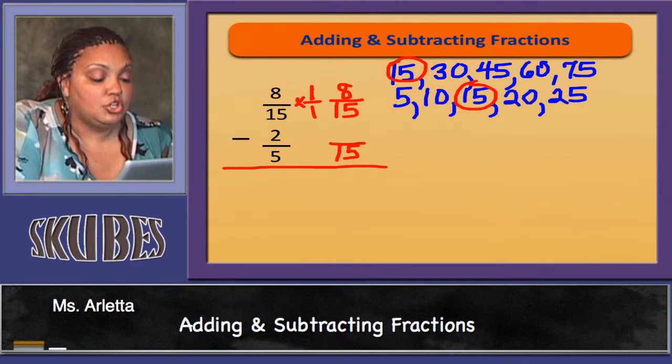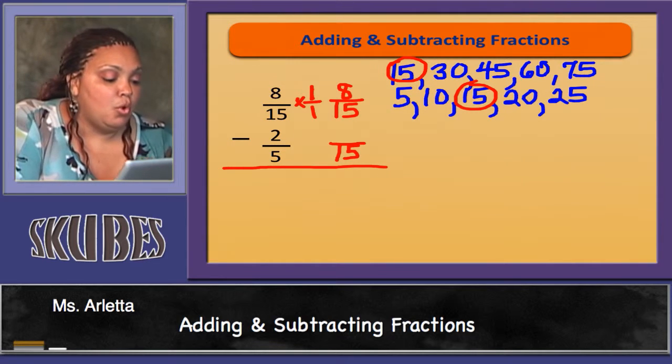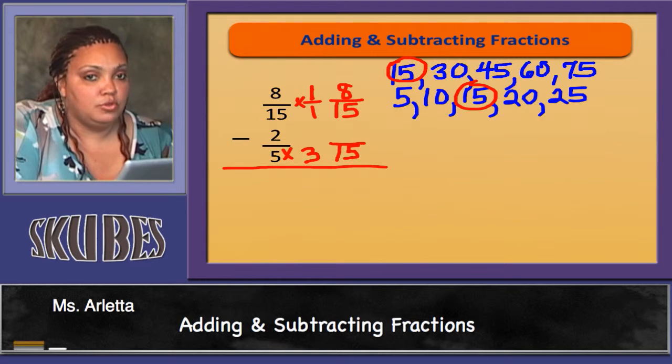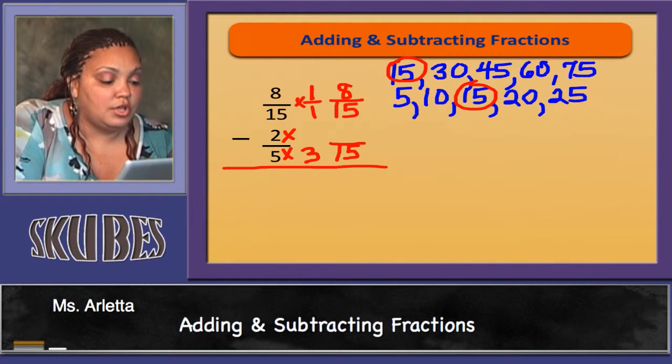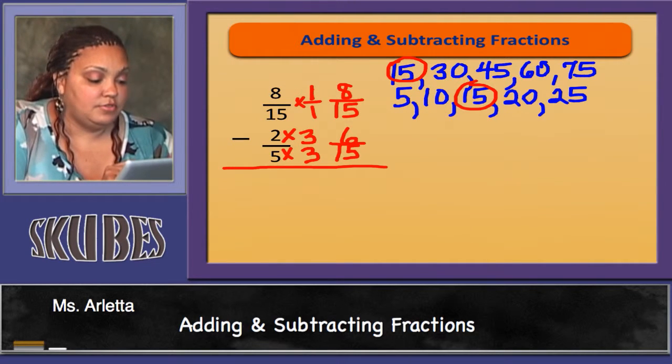The next one, if you look at your denominators, you have a denominator in 2/5 of 5 and a 15, trying to make an equivalent fraction. Well, we know that 5 times 3 is 15. So if I multiply times 3 on the bottom with my denominator, then I have to do the same thing for my numerator on top. 2 times 3 gives me 6. Now you have 8/15 minus 6/15.